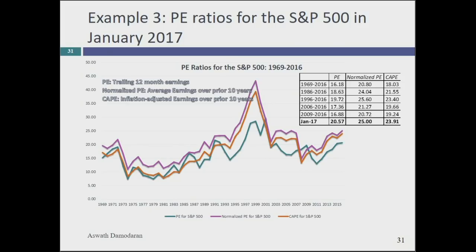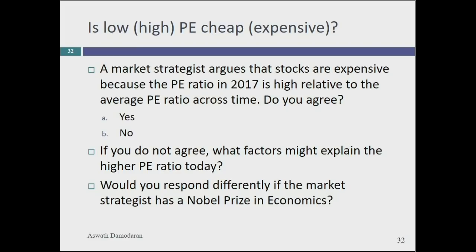So I put my market strategist hat on. I come in front of you and say, you know what? Stocks today are, so I'm playing, this is my bubbler hat on, okay? Stocks today are in a bubble. They're overvalued. Why? Because the PE ratio today is higher than it's been historically. Even that statement is a little tricky, right? It depends on what I define by history.